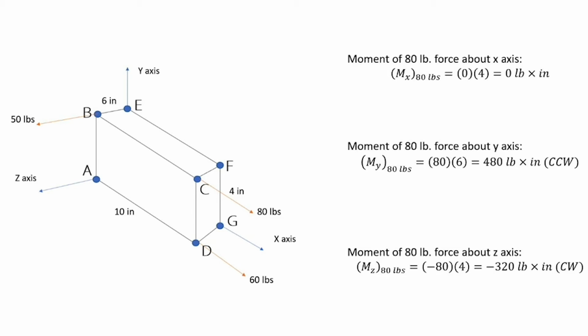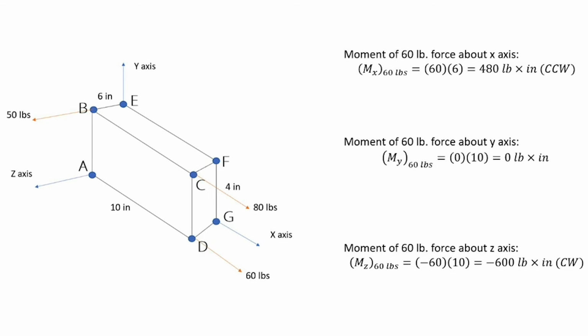And then finally, we can look at that 80-pound force about the z-axis. What we're actually going to do is make that a negative because of the way that the force is interacting with the z-axis. That would make that force negative. So we'll do negative 80 times the distance, which is 4. And so then we will get negative 320 pound-inches, which means since it's negative, it would be in the clockwise direction.